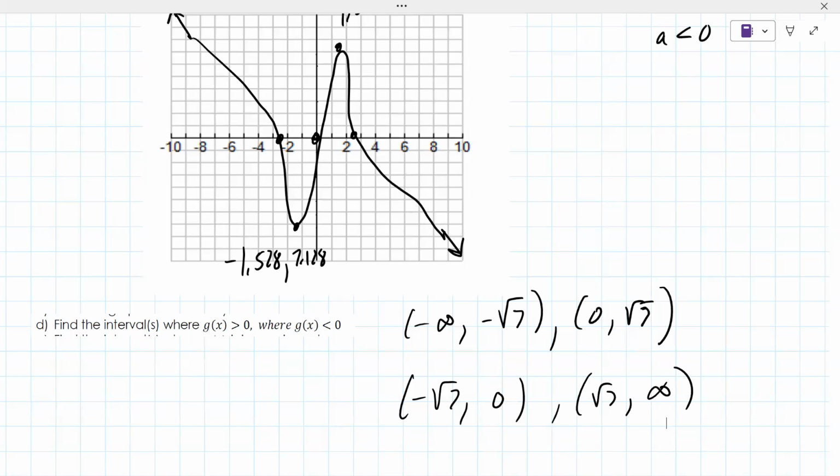All right. Then find the intervals where g of x is increasing, where g of x is decreasing. g of x is decreasing from negative infinity to -2 union from 2 to positive infinity. So from -2 to 2.